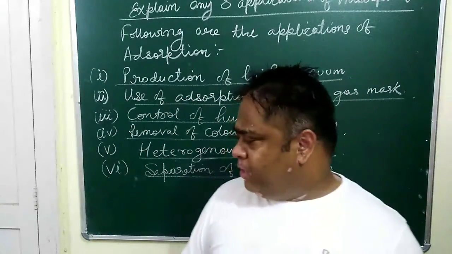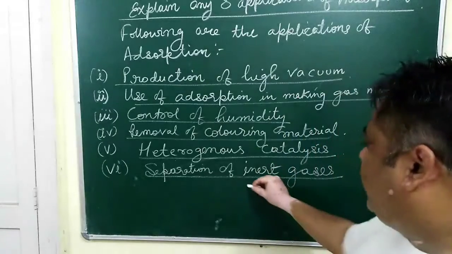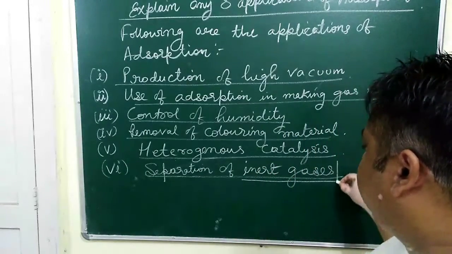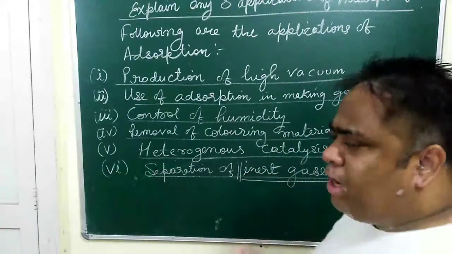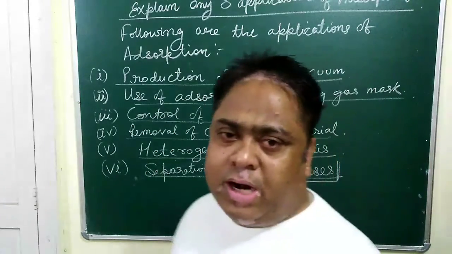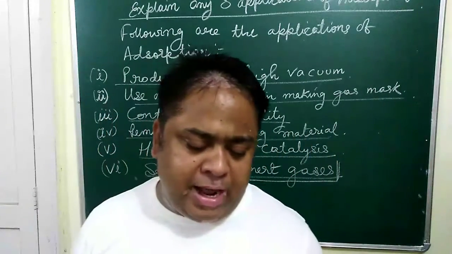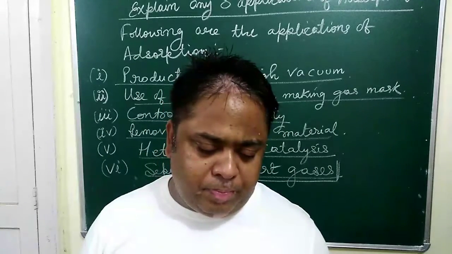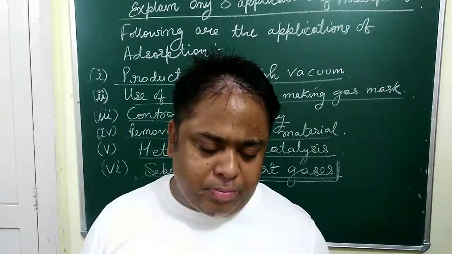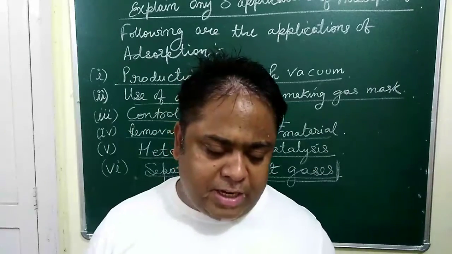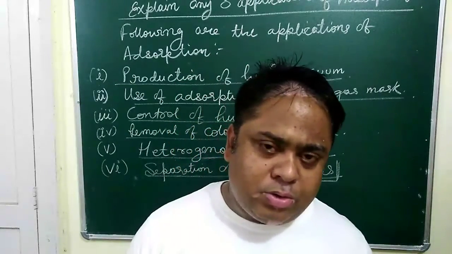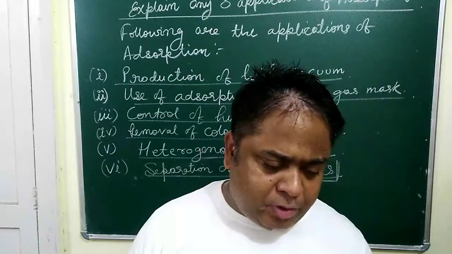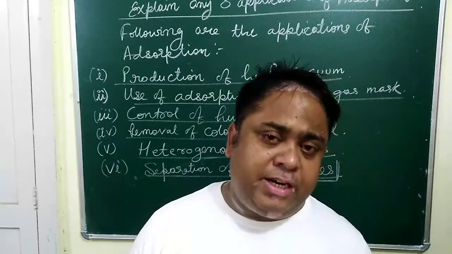Now, these inert gases are generally the noble gases like helium, neon, argon. They don't react. So the temperature at which they liquefy is also very low. So they can be separated by compressing them in presence of certain catalyst.